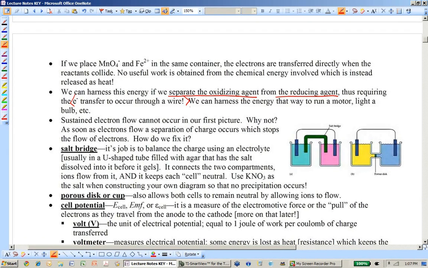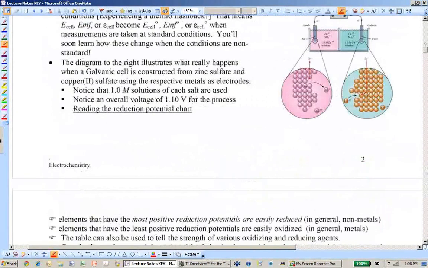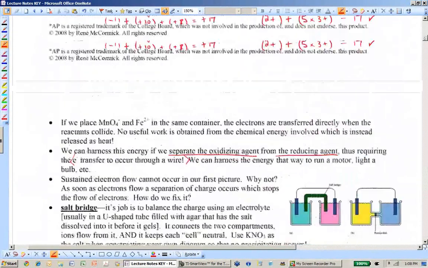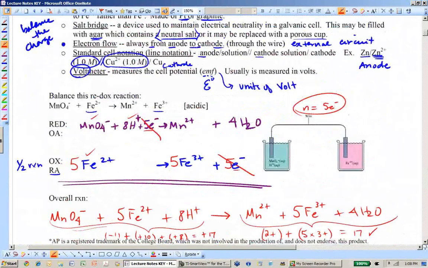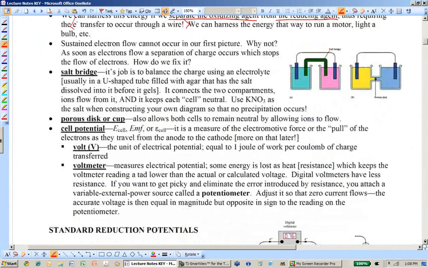So the idea here is to get sustained electron flow, and that cannot occur in our first picture, which is, oh, let's go in the wrong direction. I'm so sorry. Our first picture right here. Sustained electron flow cannot occur. If we want electron flow to occur, we've got to fix this. So the big question is, how do we fix this?